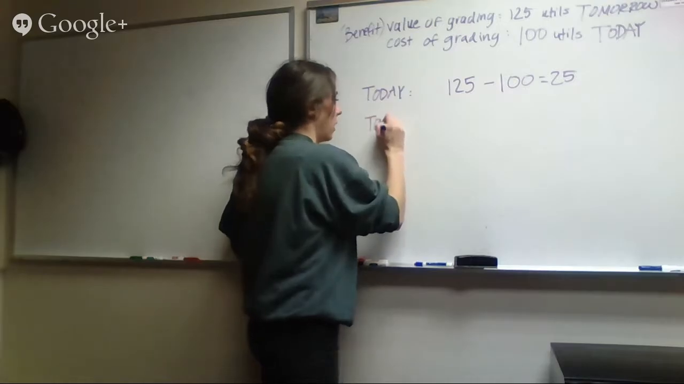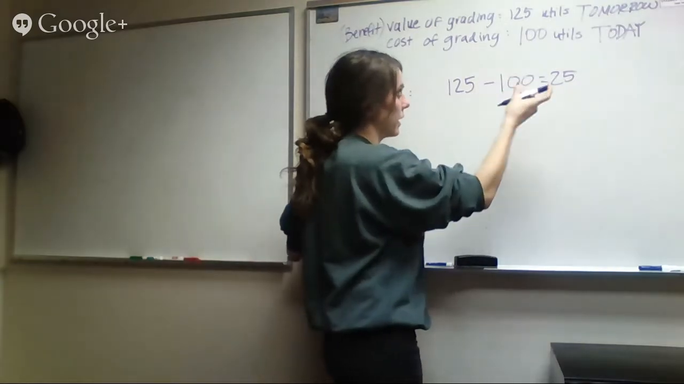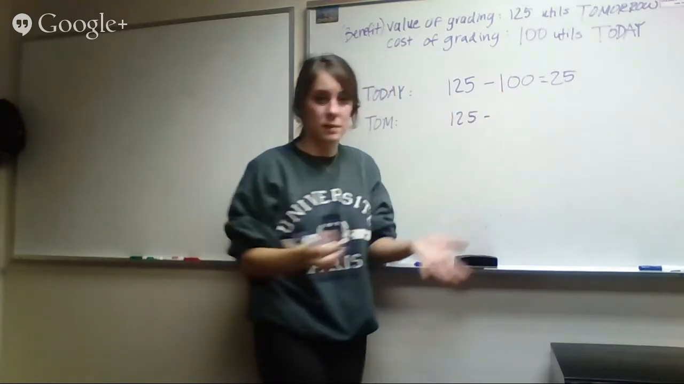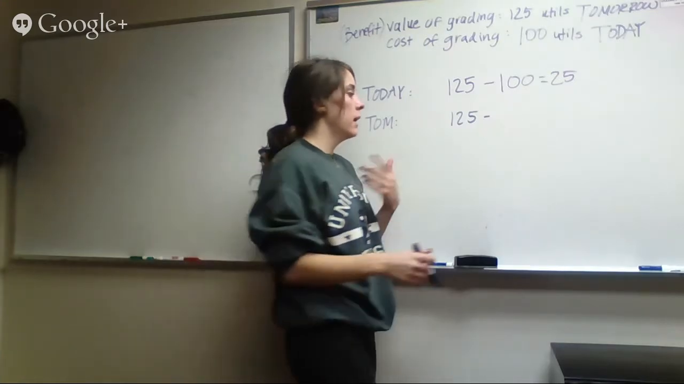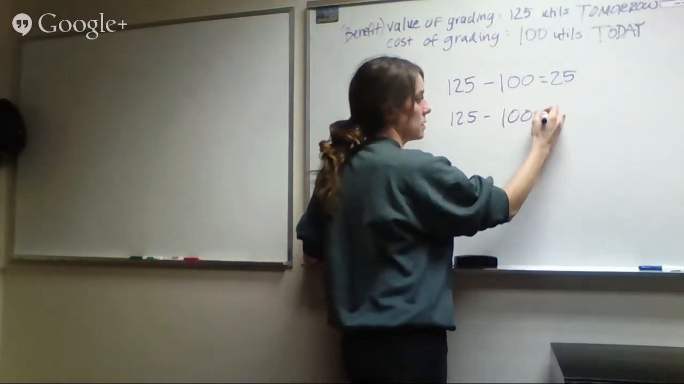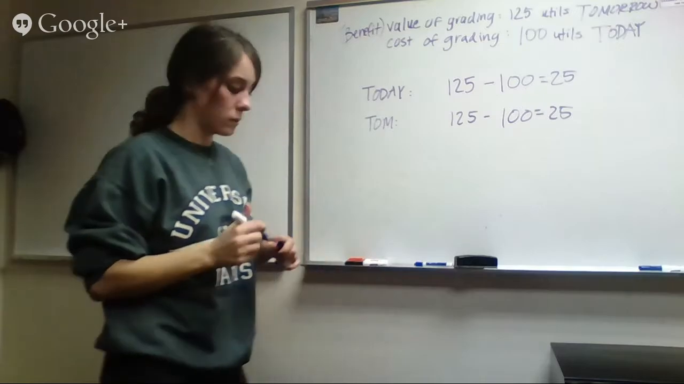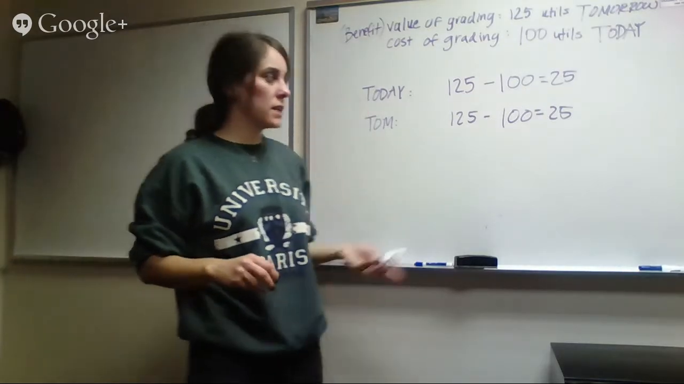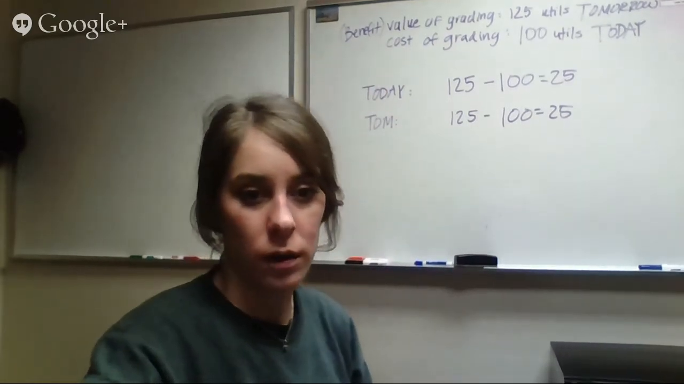If he grades tomorrow, he's still going to get 125 utils tomorrow because he values his time today and tomorrow the same, and any benefits he receives therein. And so he's still going to get 125 minus the cost, so it'll still be 25. So if he can anticipate these feelings, then he's going to be indifferent between grading them today and tomorrow.